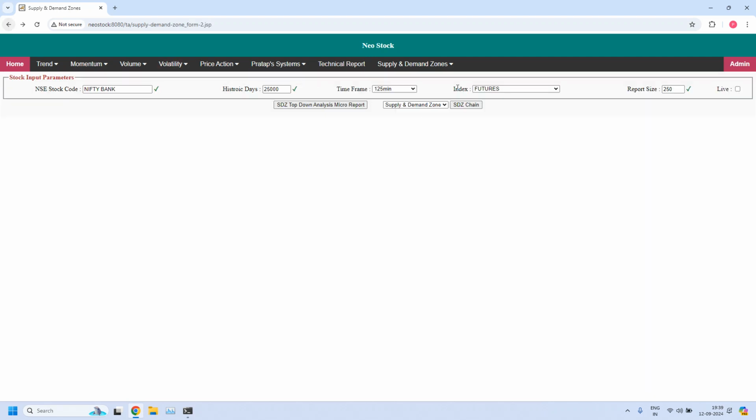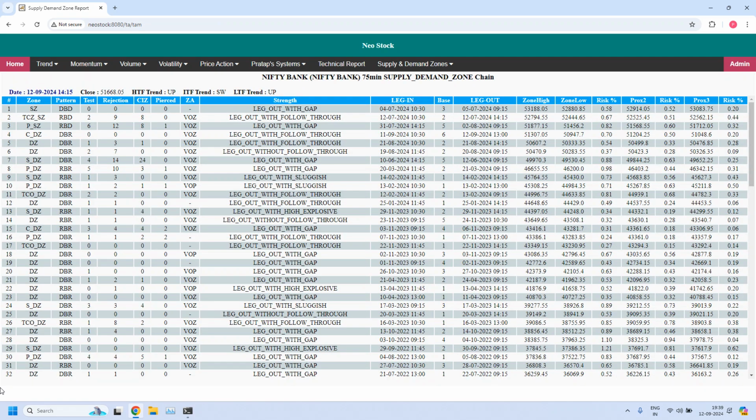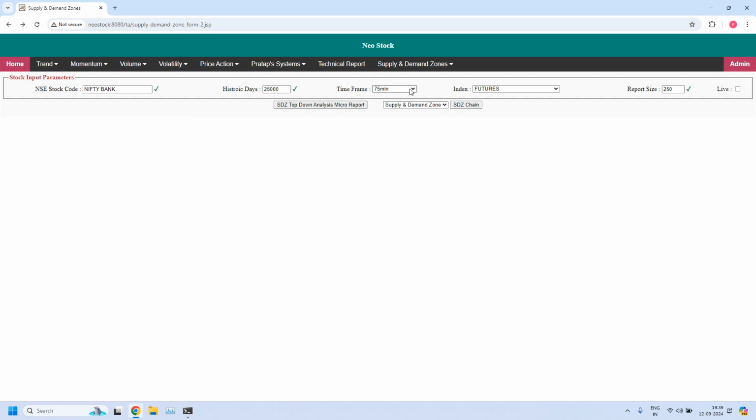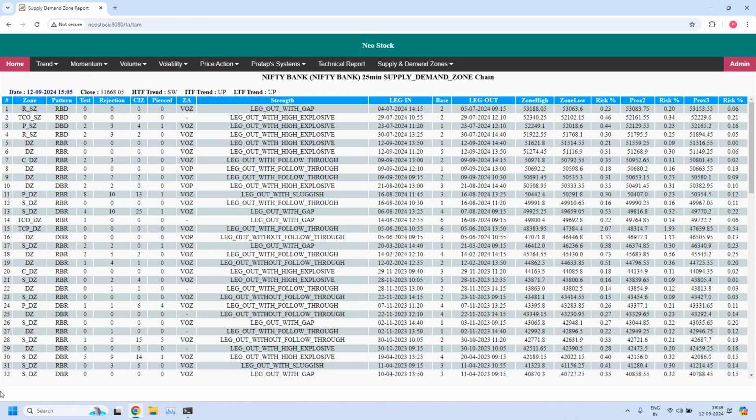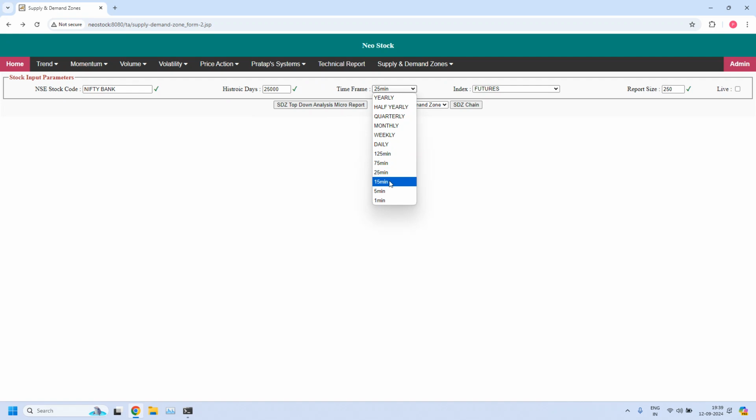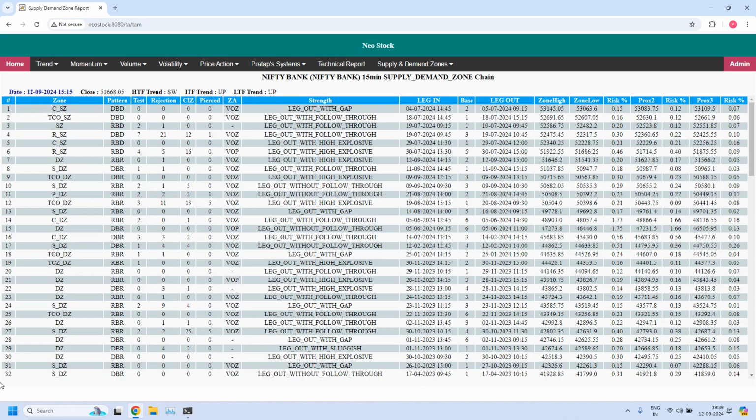The next time frame is 75 minutes. I am generating 75 minutes supply demand zone chain for BANKNIFTY. The next time frame is 25 minutes. I am generating 25 minutes supply demand zone chain for BANKNIFTY. The next time frame is 15 minutes. I am generating 15 minutes supply demand zone chain for BANKNIFTY.